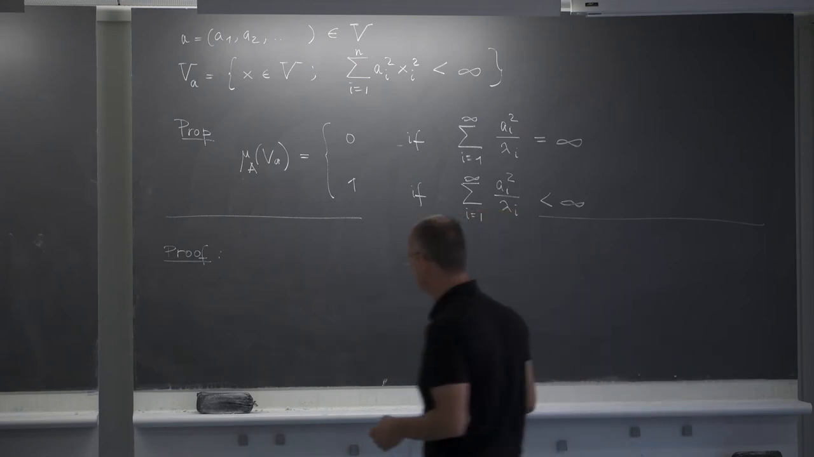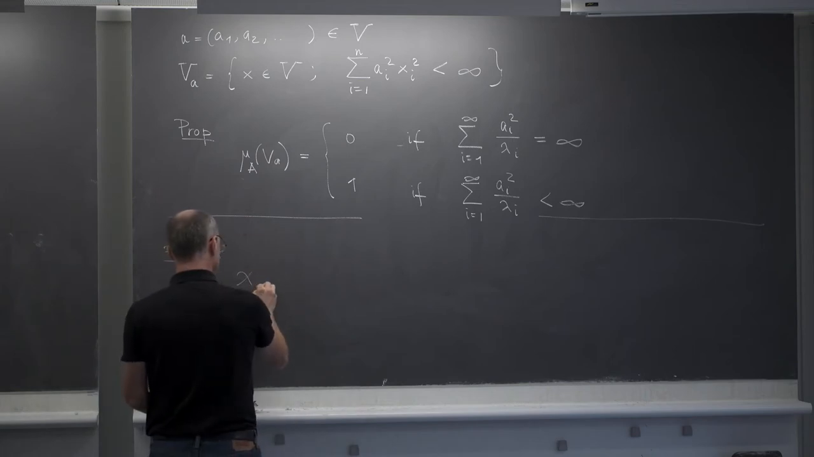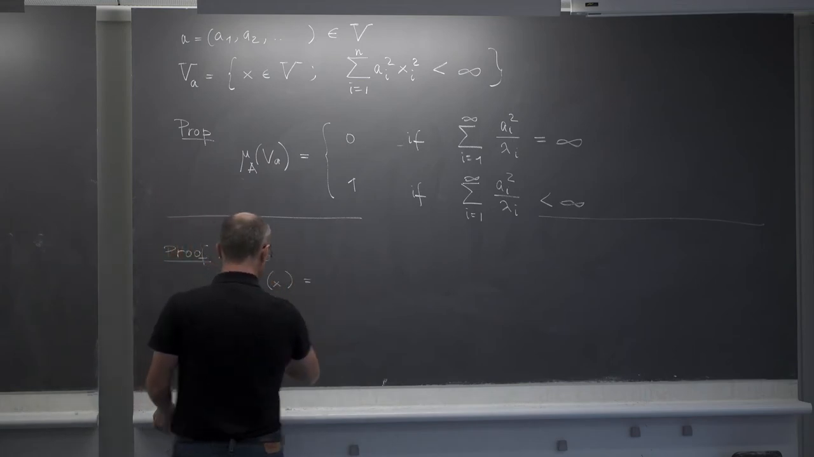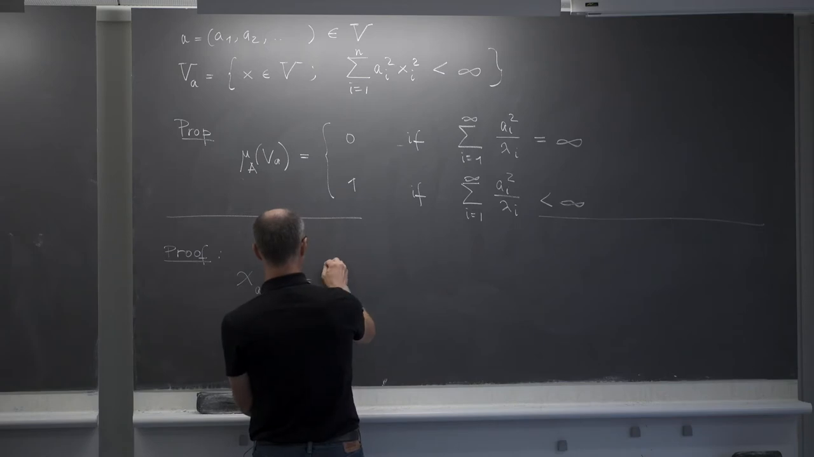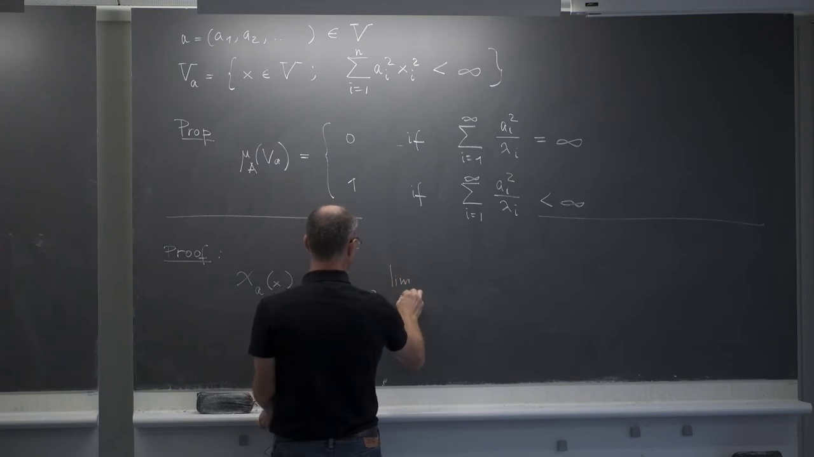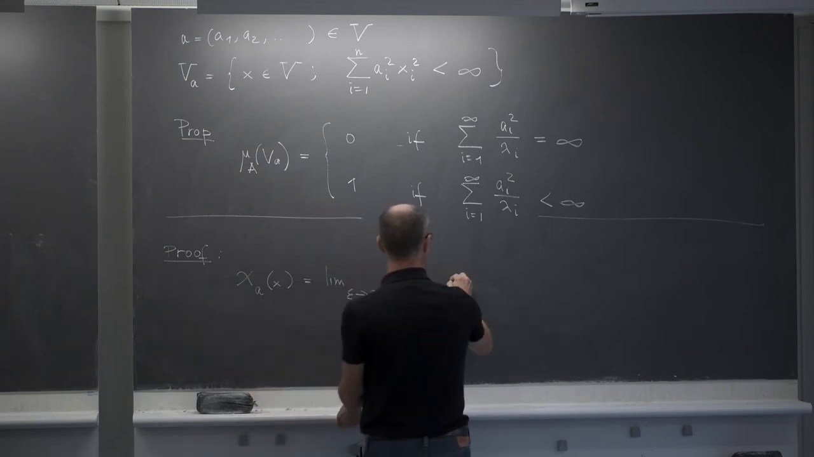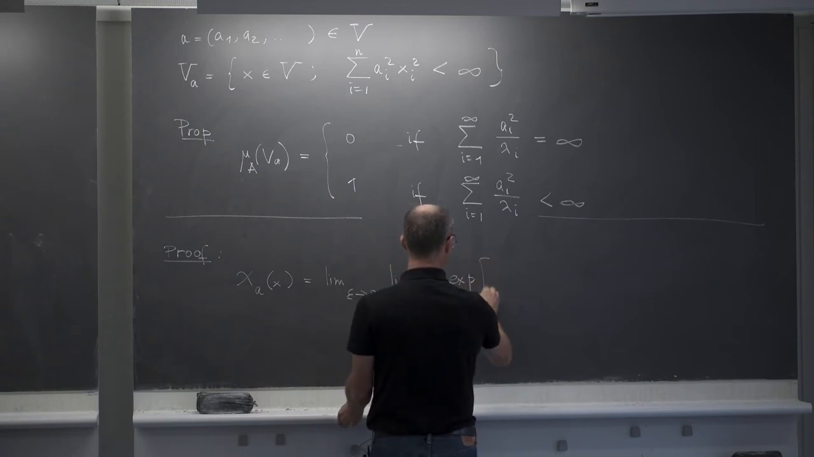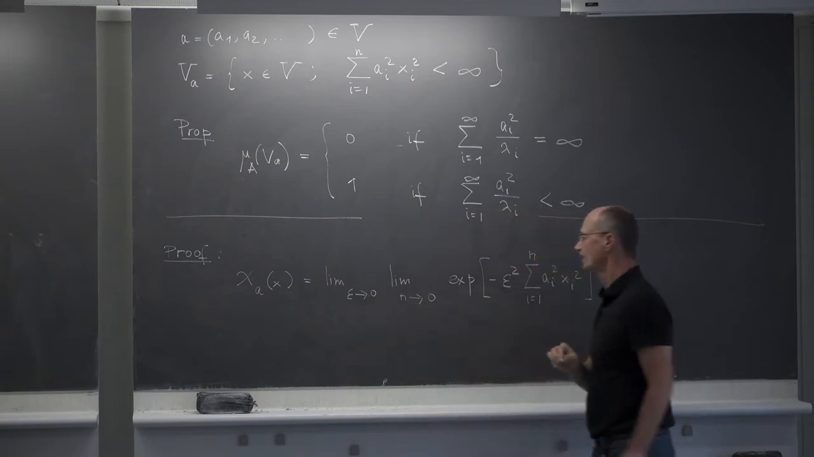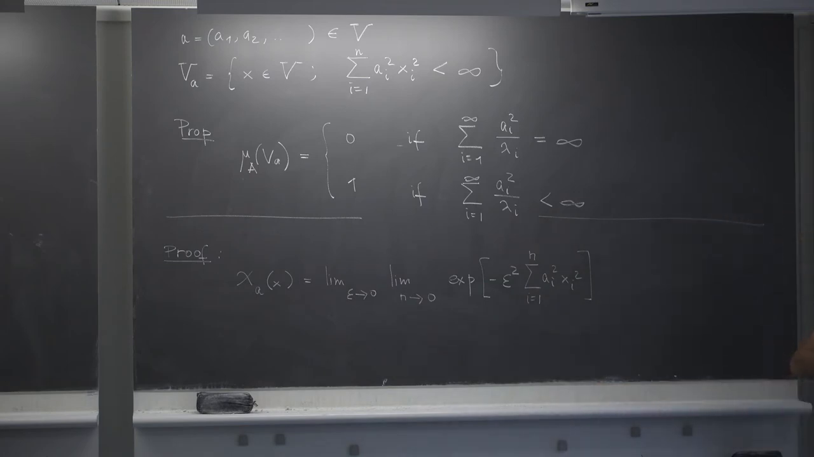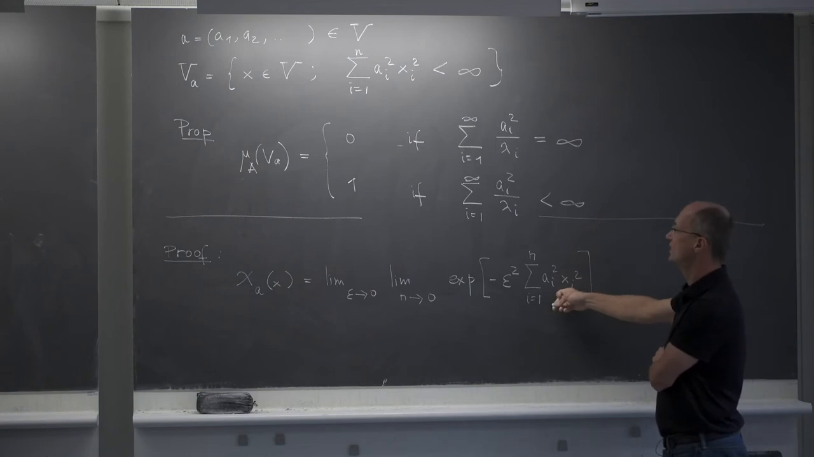And the idea is as follows. Let's define the characteristic function of the subspace VA as a limit, epsilon to 0, limit n to infinity, of the exponential of minus epsilon square times the partial sum from 1 to n of ai square xi square. So how does it behave?